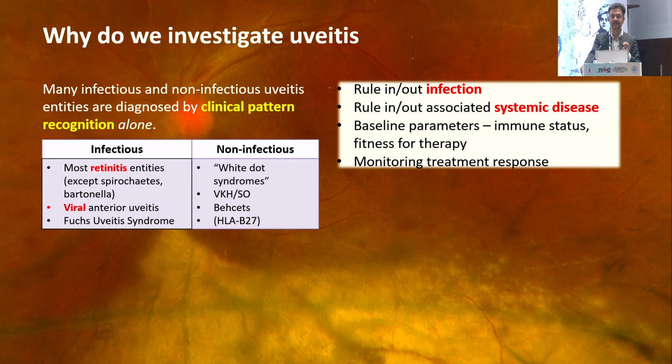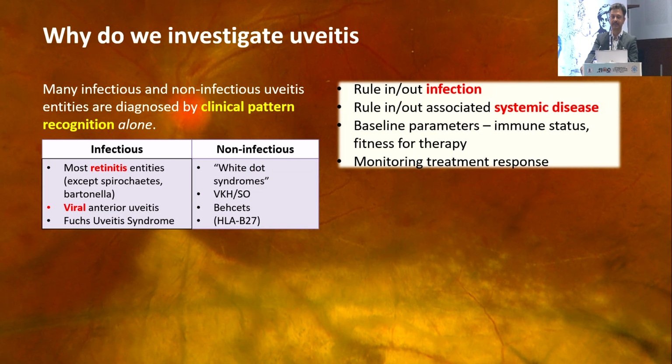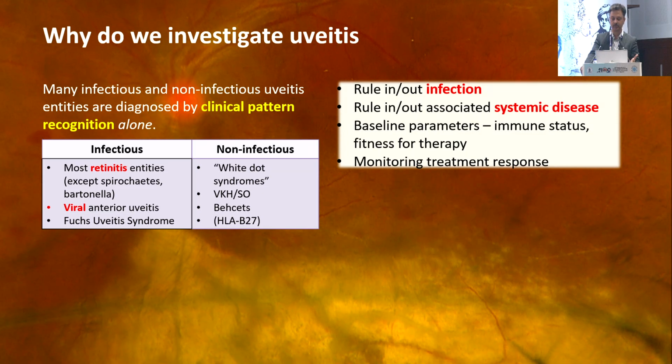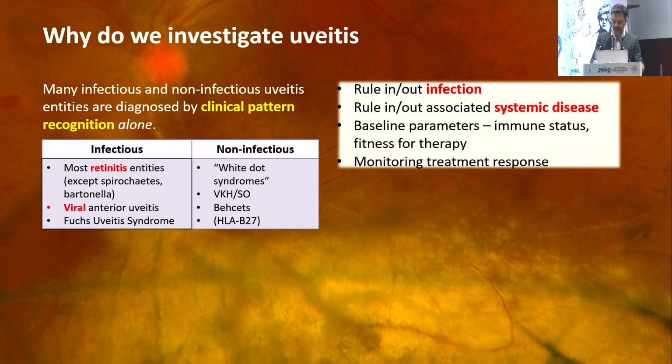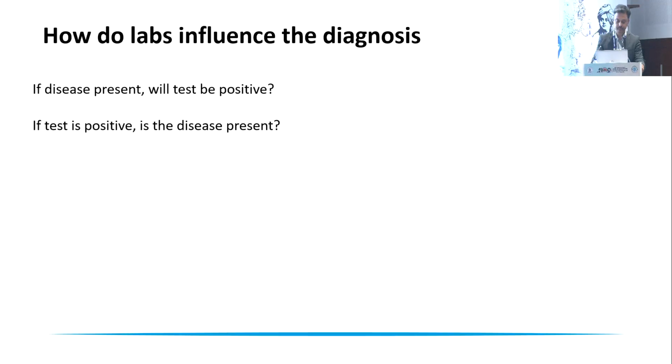Second, is there a systemic disease that is behind your eye problem? And these are the 2 exact reasons why we do our tests. Of course, there could be other reasons like checking the immune status, the fitness to therapy, and monitoring the treatment response. But these are secondary reasons.